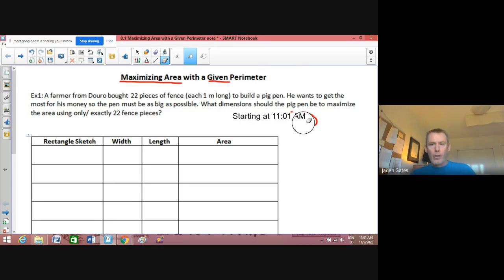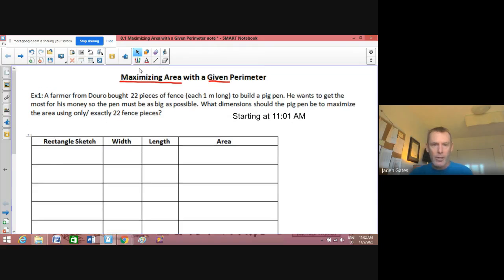a farmer who has bought 22 pieces of fence that are each 1 meter long. We can't split them up to build. Now, this should say a rectangular fence. He wants to get the most for his money, right? So he wants to build the pen as big as possible. What dimensions should the pig pen be to maximize the area if we only have 22 pieces?